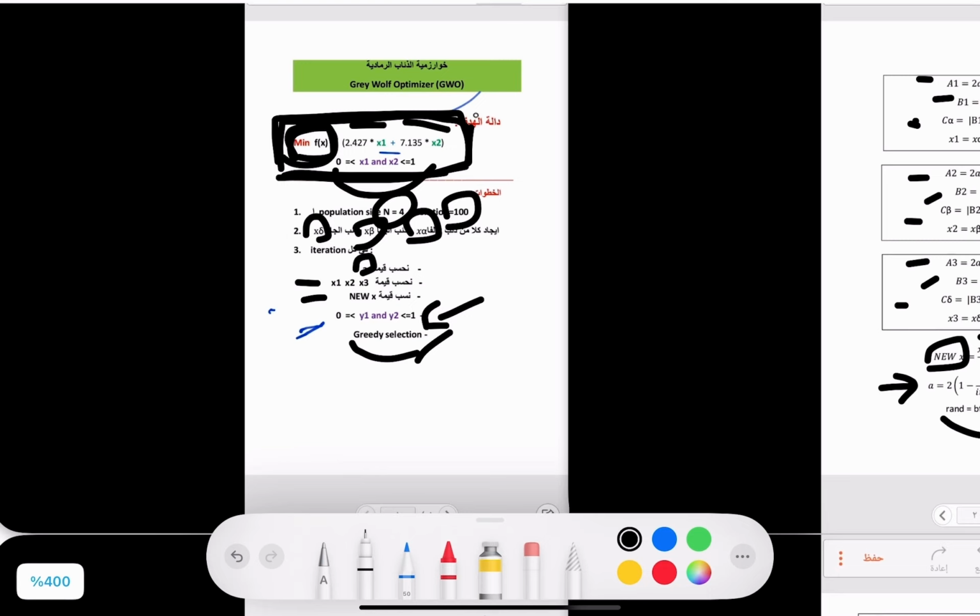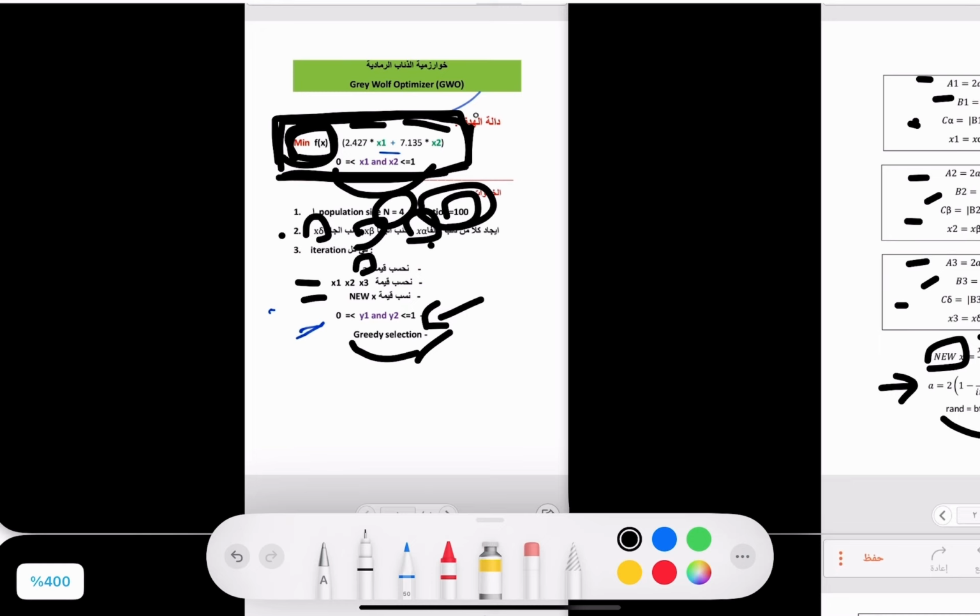So we have a population in the example of n equal to 4, which tells us how many random solutions we are generating per iteration. The number of iterations is 100, as you can see here. We have to find x alpha, x beta, x delta.